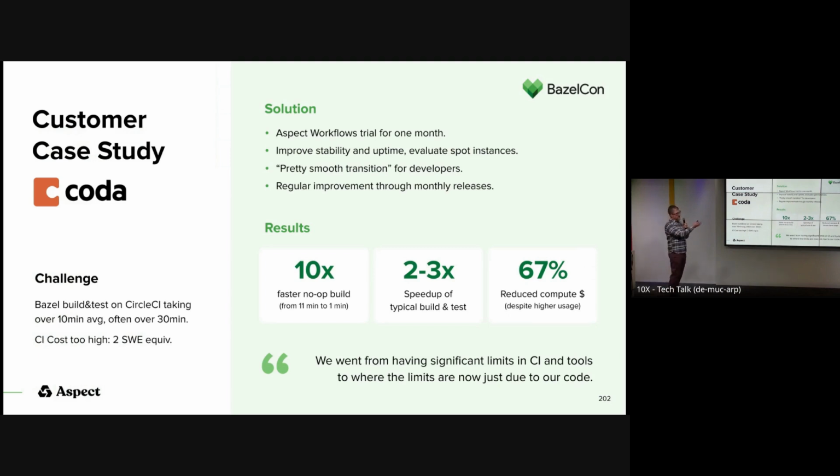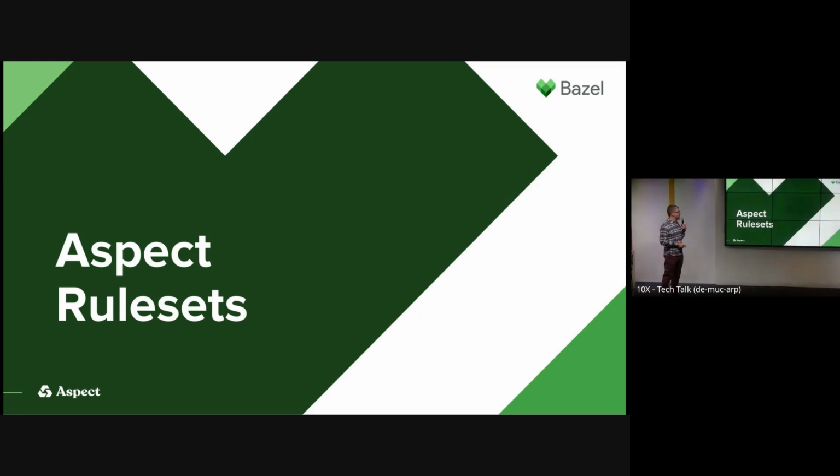And the results we got, not making it up, are exactly the ones from the Bazel 1.0 blog post. We went from 11 minutes to 1 minute, as you were promised, a 10x speed up. We had a 2 to 3x speed up of their typical builds and tests. What was not mentioned in the Bazel 1.0 blog post is that they reduced their compute spend 67%, even though they were adding more and more targets to their Bazel build, and so increasing usage during that period. And they said we went from having significant limits in CI and tools to where the limits are now just in our code. So the infrastructure layer is not their problem anymore.